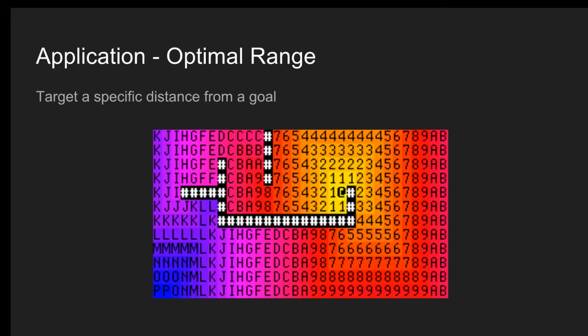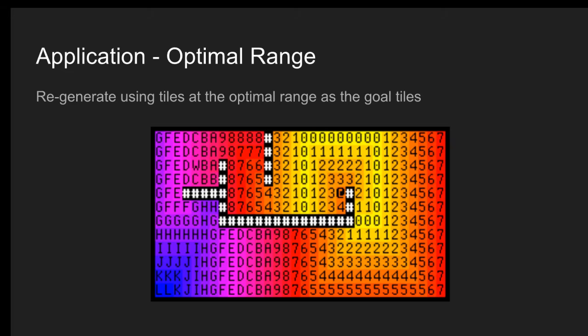So if I want to be 4 squares away from the player, for example, I take all of the 4s on my map and I turn those into 0s. Those are now my target squares. And I regenerate the map using those as the target. And so now you can see if you're walking down to the lowest number, my enemies are going to situate themselves always 4 squares away from the player, but no closer and no further.